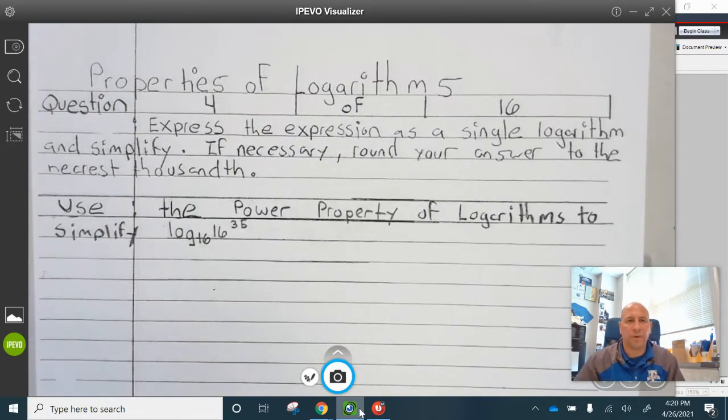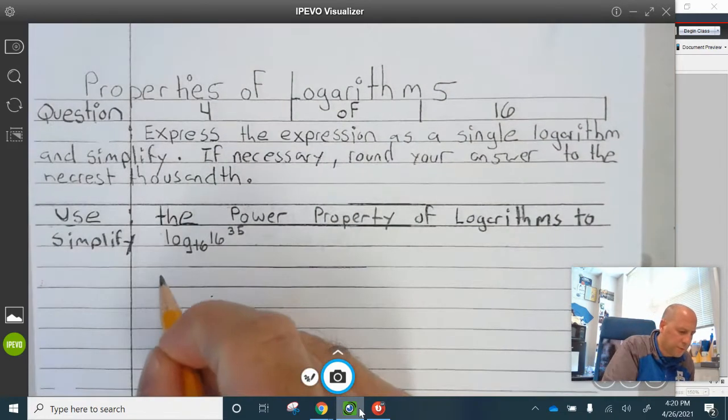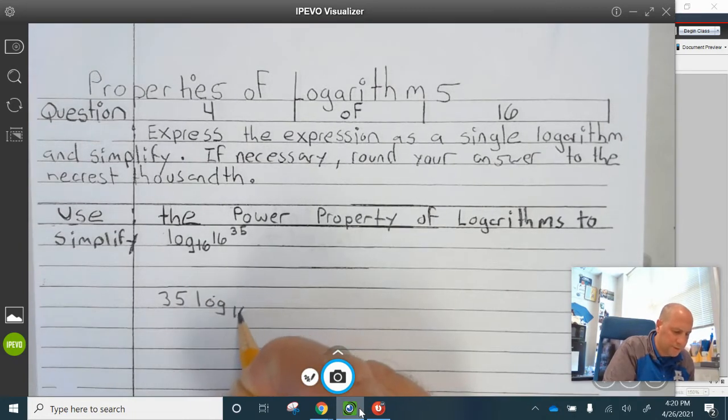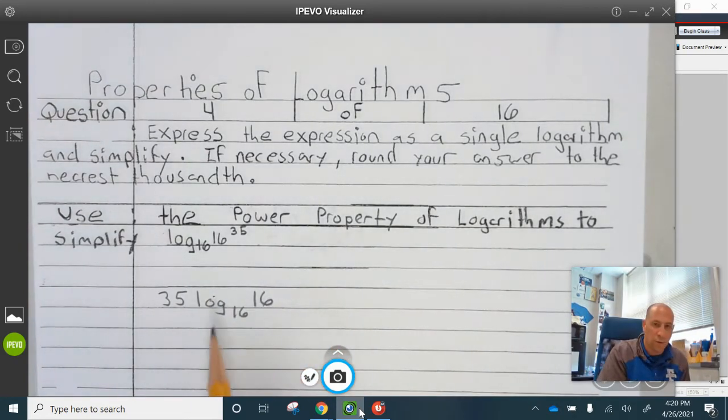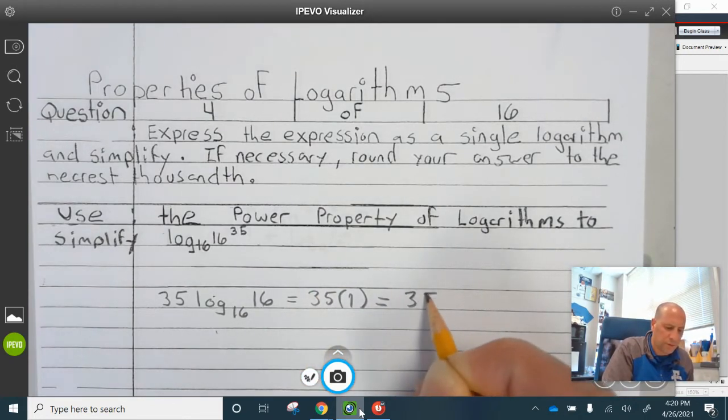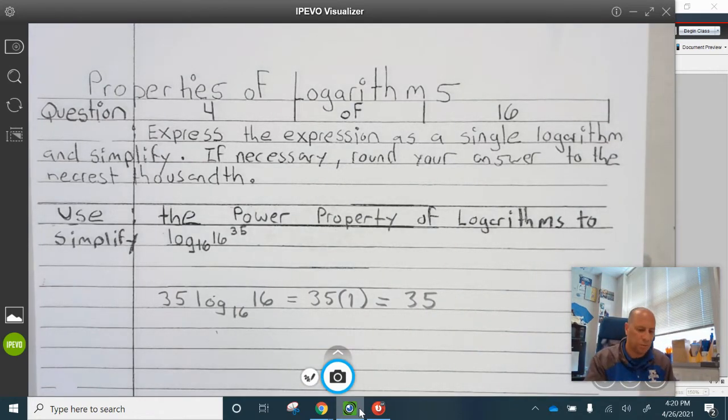Question 4 of 16. Express the expression as a single logarithm and simplify. If necessary, round your answer to the nearest thousandths. Use the power property of logarithms to simplify log base 16 of 16 to the 35. So the 35 comes to the front. So 35 times log base 16 of 16. Well, this is just 1, so that's equal to 35 times 1, which equals 35. Go ahead and finish up question 4.